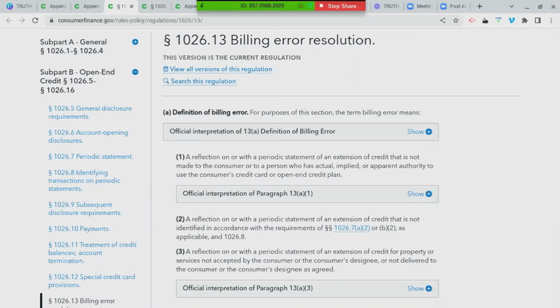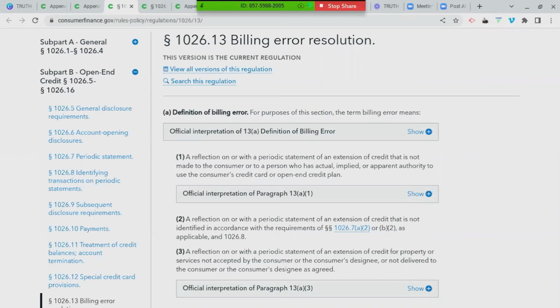So the creditor shall be complying with the appropriate billing error resolution procedures as applicable within two billing cycles, but in no event should it be later than 90 days. So after receiving a billing error notice from the consumer, which is you, they should, within two billing cycles, be complying with the appropriate procedures to resolve that billing error, right?